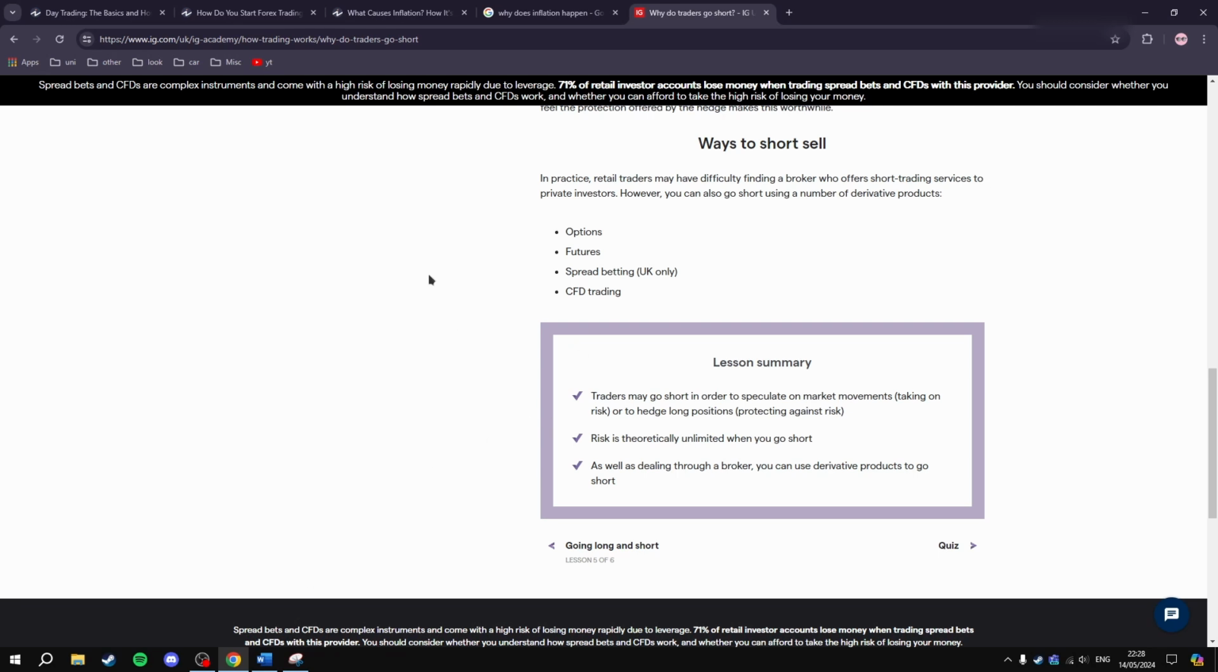Lesson summary. Traders may go short in order to speculate on market movements, taking on risk, or to hedge long positions, protecting against risk. Risk is theoretically unlimited when you go short, and as well as dealing through a broker, you can also use derivative products to go short.